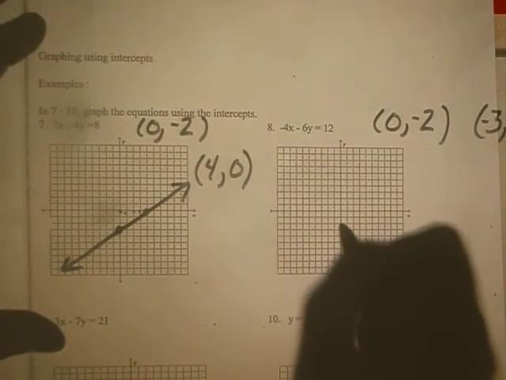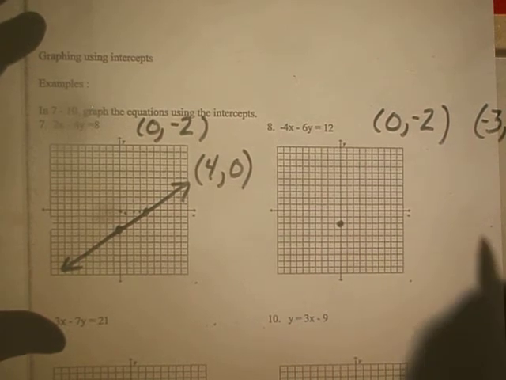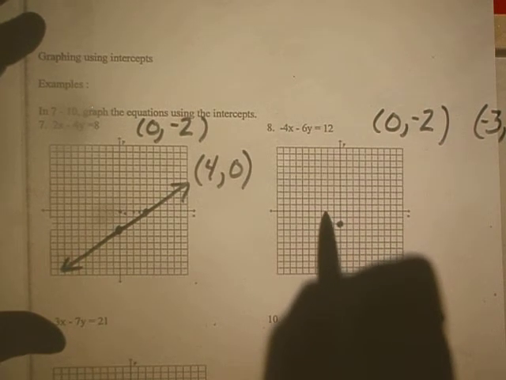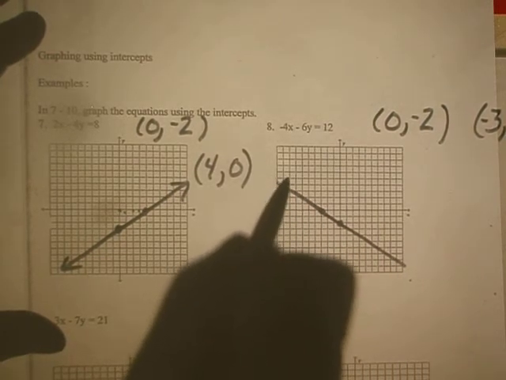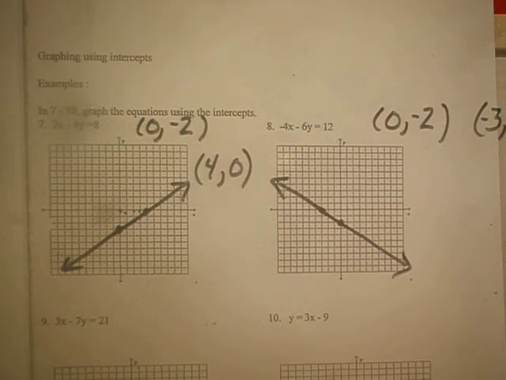Graphing these 2 points, (0, -2) and (-3, 0). And as you draw your line, it will look like that.